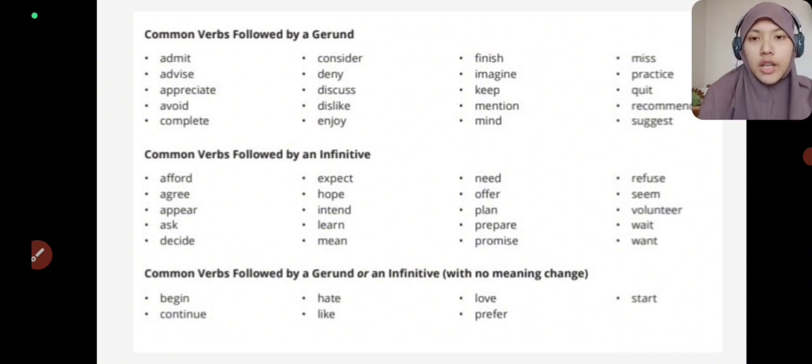Good. Okay, to sum up our lesson today, we have gerund and to infinitive. Gerund is verb plus ing, and to infinitive is to plus verb 1. Two of them we use when we have a sentence that has two verbs at the same time, and we want to change it into a noun. Okay, that's it. How can we identify when we need to use gerund and infinitive? We need to follow the list. How? By reading or memorizing.